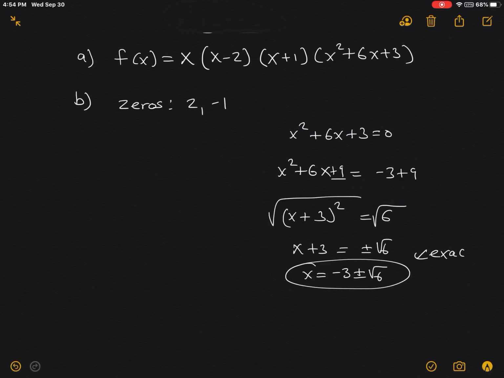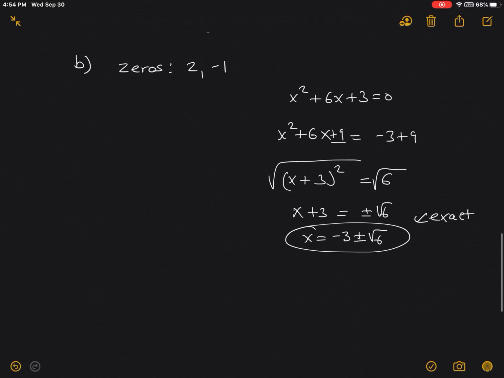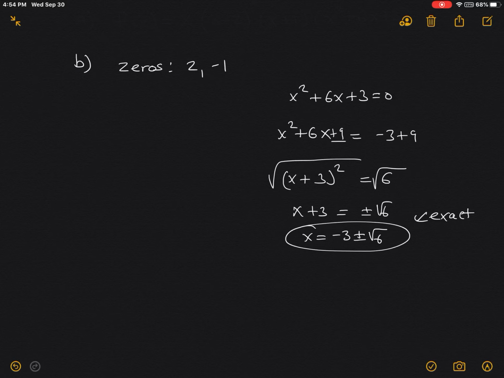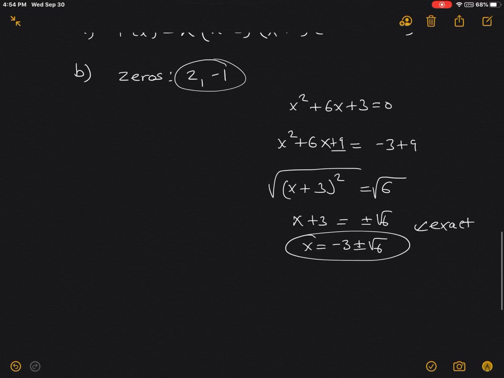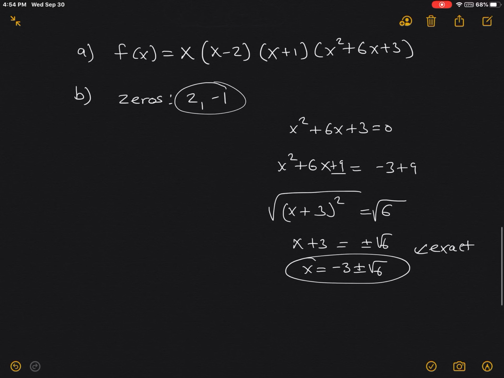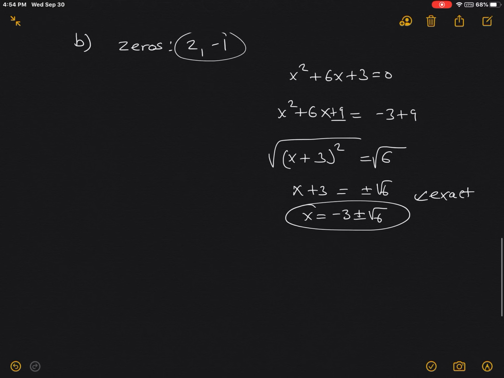On a quiz or test, I want the exact answer, because I know you could just look this up on Desmos and whatnot. But make sure you know the quadratic formula. Make sure you know how to solve using completing the square. All right, so these are the zeros: 2, -1, -3 plus or minus root 6.